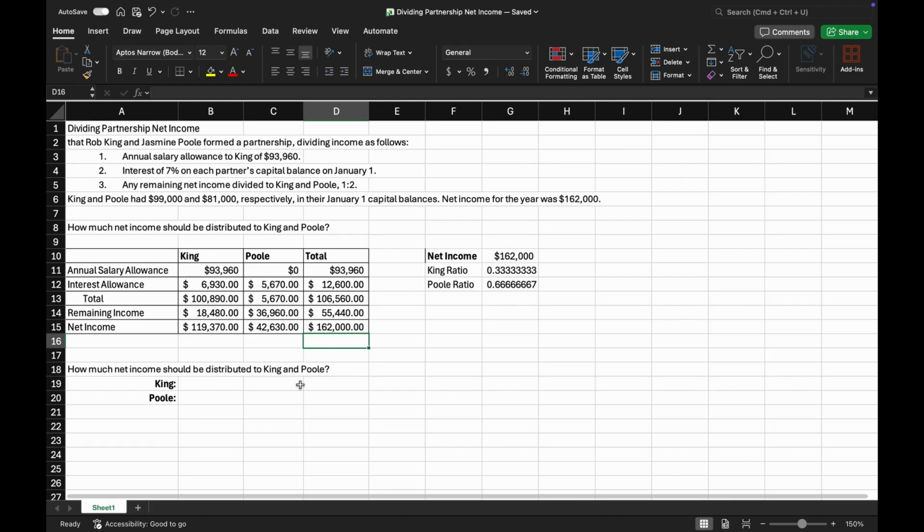And there you go. You now know how to divide partnership income when there is an annual salary allowance, interest allowance, and a net income division that is not even. If you want to practice it, I would recommend going back to the start of the video and trying it out for yourself. You could also make your own problem and switch up the numbers.